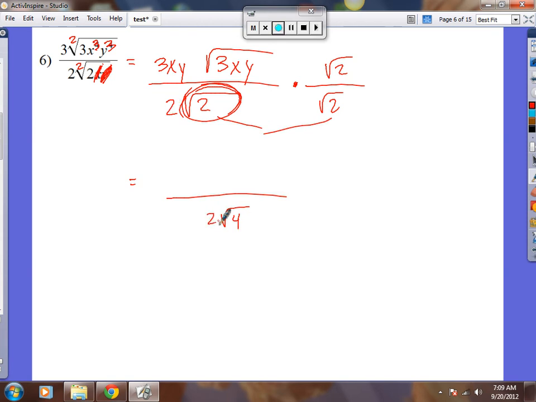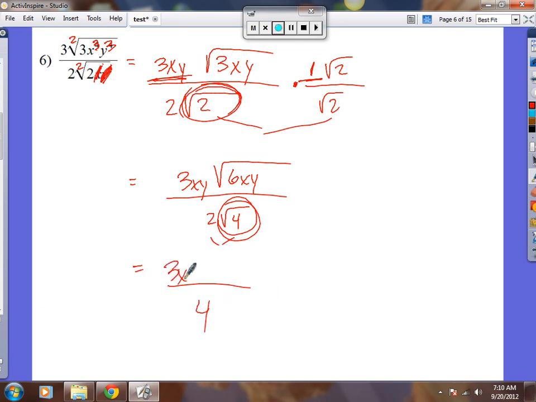Okay, up top on the outside is just 1 and 3xy, so you're going to have 3xy. But these things underneath you multiply together, so you're going to have 3 times 2 is 6xy. Then your last step, just clean this up. What is the square root of 4? It's a 2, so you really have a 2 times a 2. So on bottom you got 4. On top, 3xy times the square root of 6xy. Done.